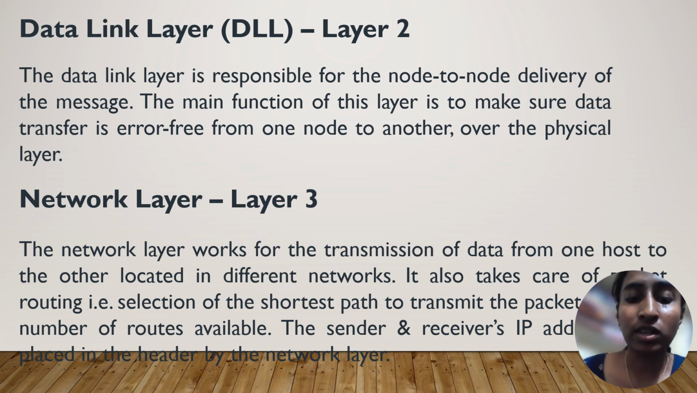So next, the third layer is the network layer. The network layer works for the transmission of data from one host to another located in different networks. It also takes care of routing, that is the selection of the shortest path to transmit the packet from the number of routes available. The sender and the receiver IP addresses will be placed in the header by the network layer.